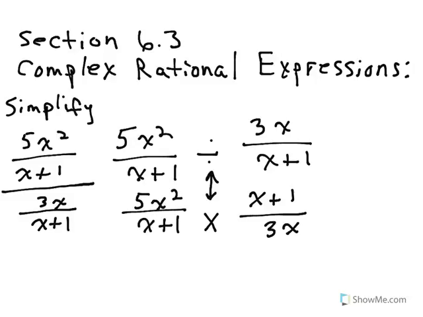Now, before we multiply, we can reduce. And we can reduce out the x plus 1. We can also reduce out this x, which reduces one of these x's, leaving one x left. Now we multiply straight across the numerators, which gives us 5x, and straight across the denominator, which gives us 3.